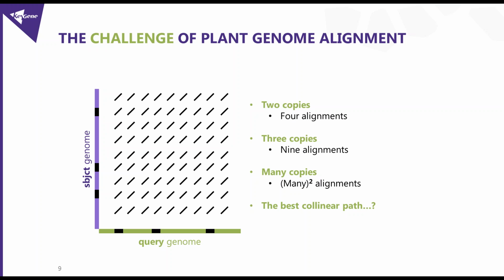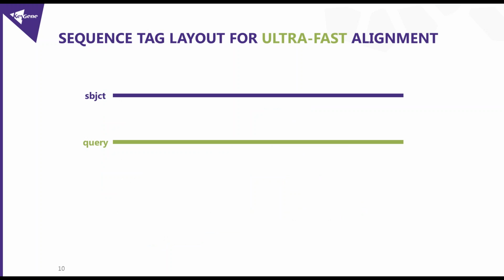But how do we get a best collinear path, so a best whole genome alignment from all these bits and pieces that are the same? Well, this is a very large computational bottleneck. And so in order to solve this, we started looking at this from a different way. Can we reduce this complexity? And of course, at KeyGene, we have a very long history of complexity reduction and actually looking at restriction sites.